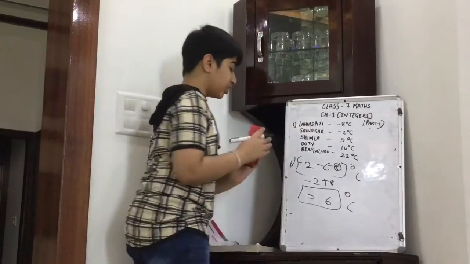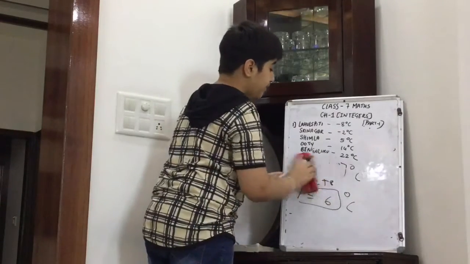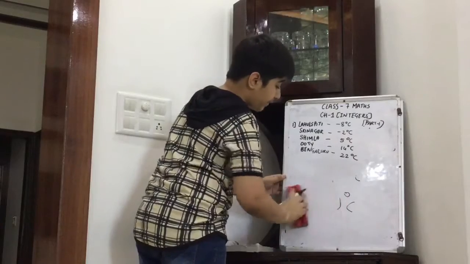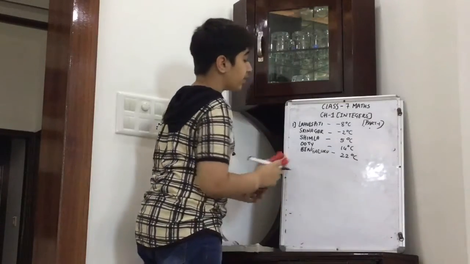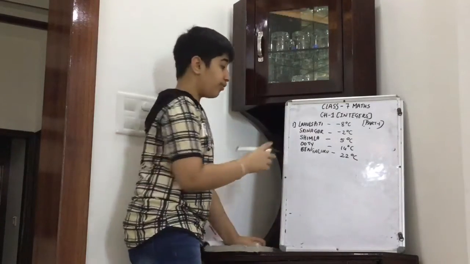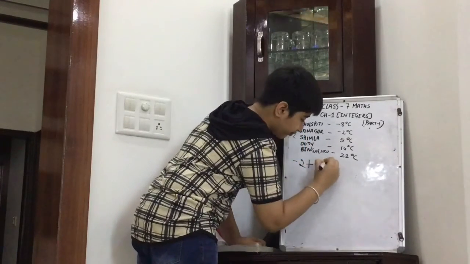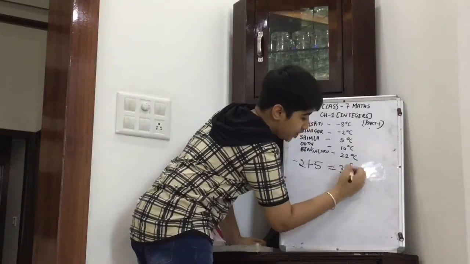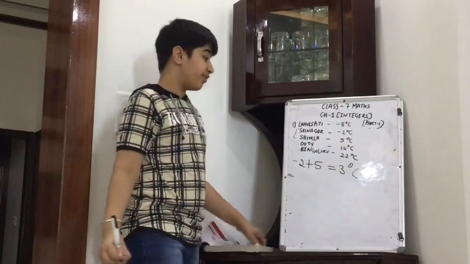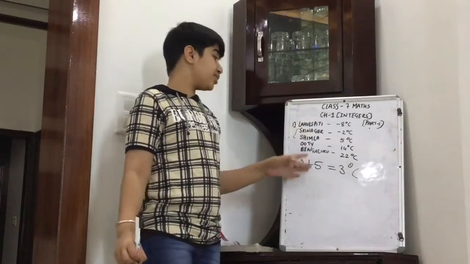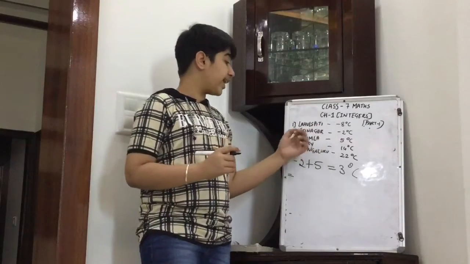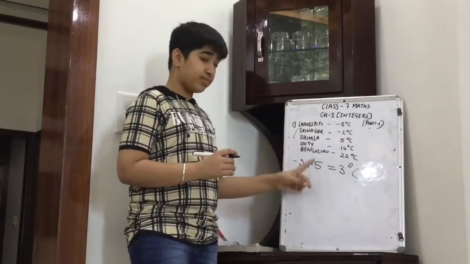Now coming to the last part, the D part is very simple. We have to find the sum of Srinagar and Shimla. Doing it, we get 3°C. Now they ask, is the temperature of both taken, Srinagar and Shimla, less than Shimla?